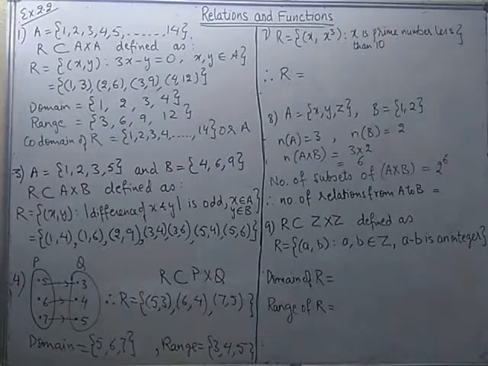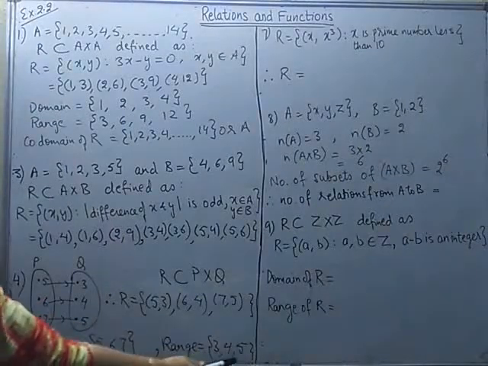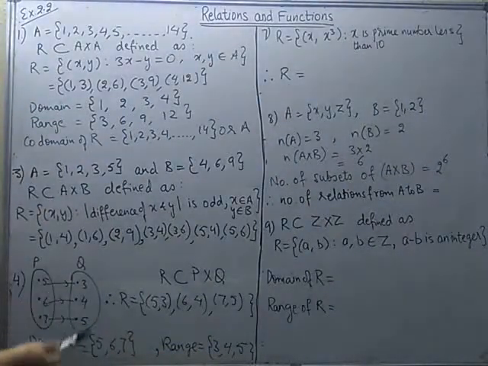Even this is an example where range and codomain are equal. If you see, the range is containing 3 numbers, which are the only numbers available in the second set.